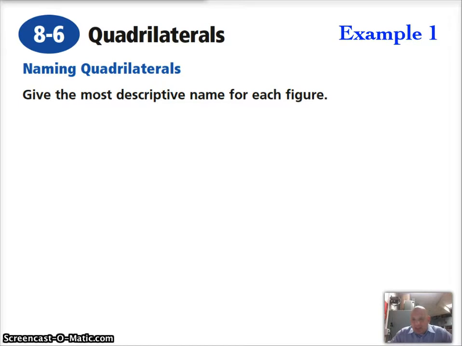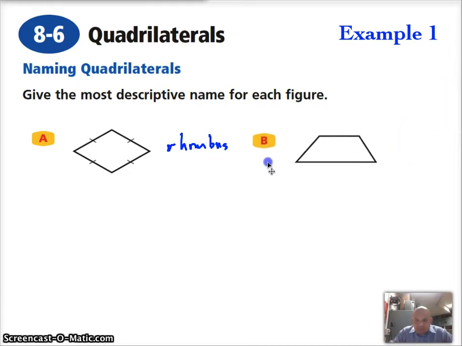Naming quadrilaterals. Let's go ahead and name a few here. This one has 4 congruent sides, and the opposite angles are equivalent. This makes this a rhombus. Next. Here we have exactly 2 parallel sides. Although we could call this a parallelogram, more specifically, this is a trapezoid. Exactly 2 parallel sides.